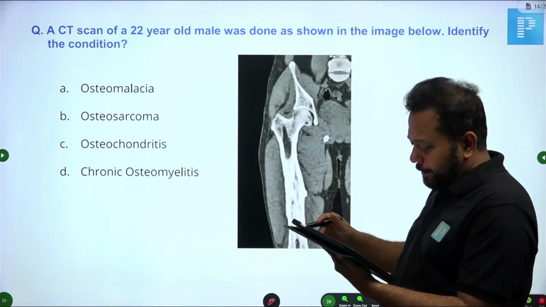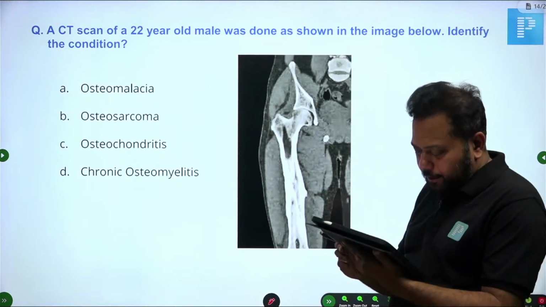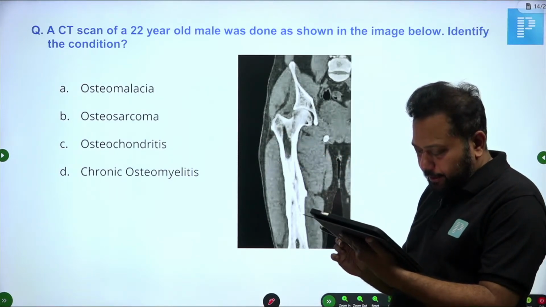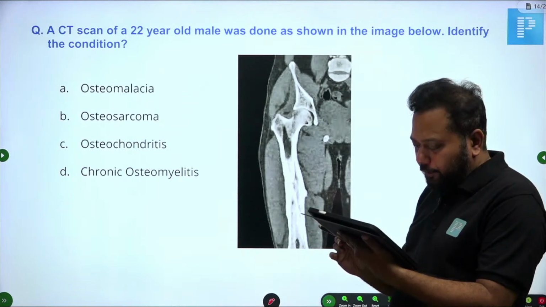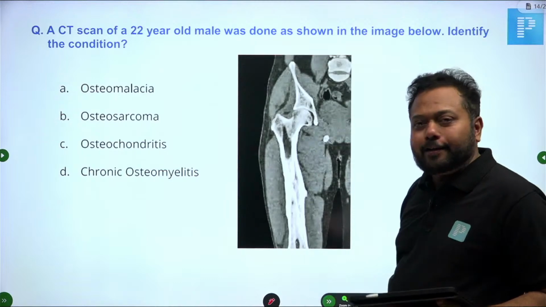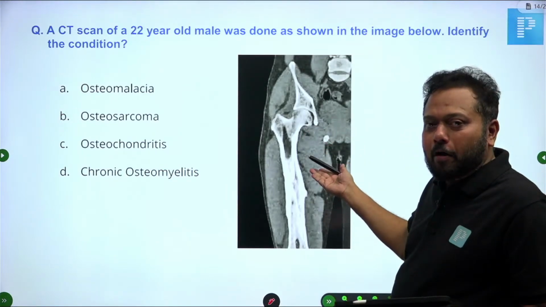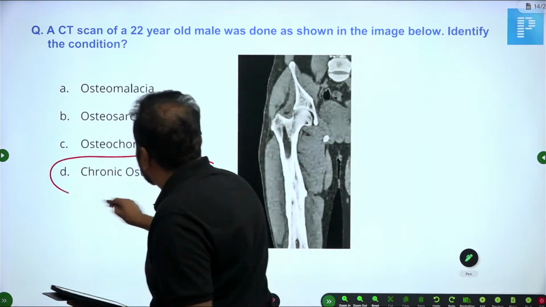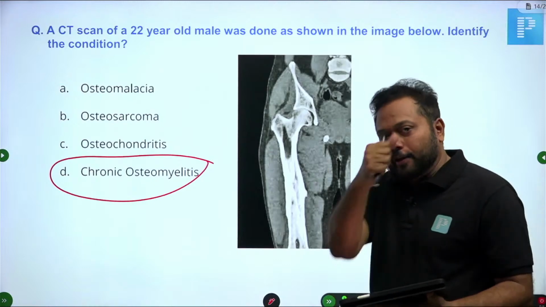All of you had given a wonderful right answer. The X-ray and this MRI show a classical picture of chronic osteomyelitis. Marvelous, guys. All the best.